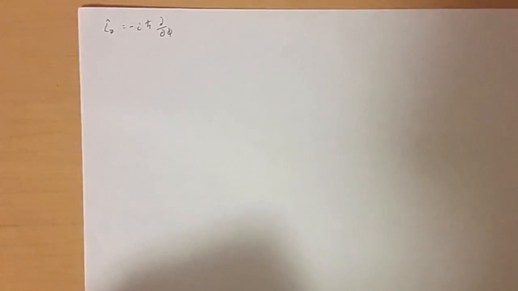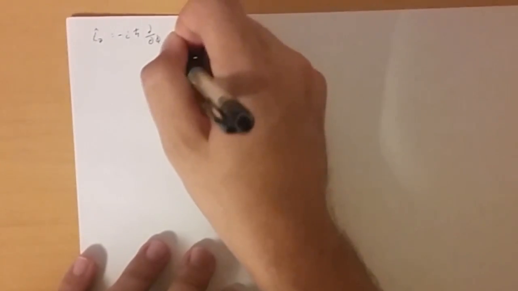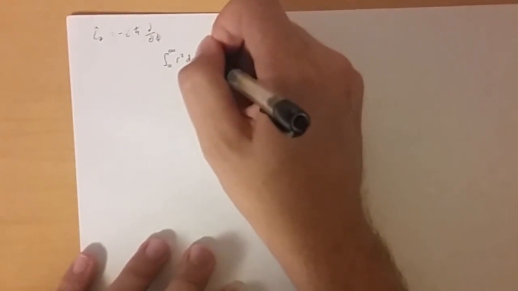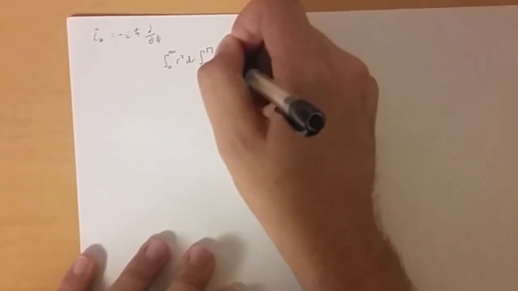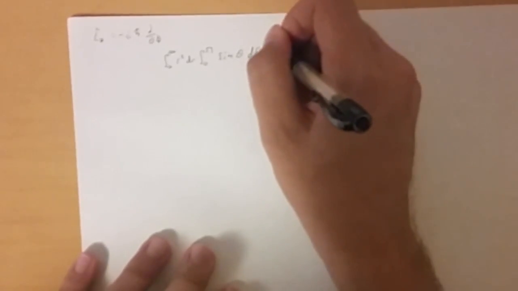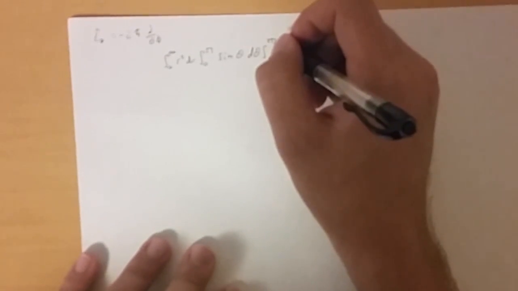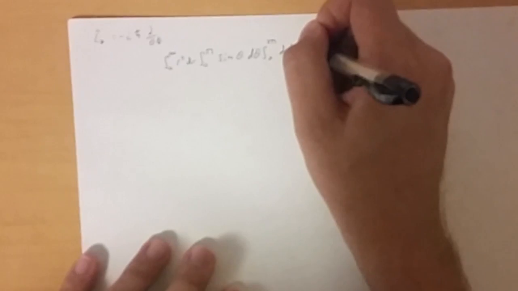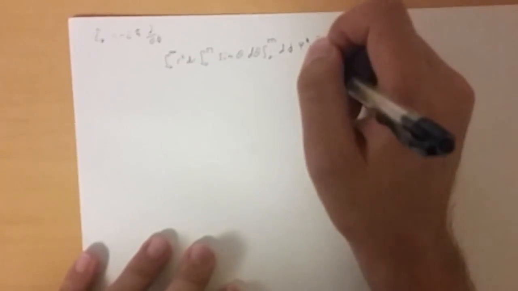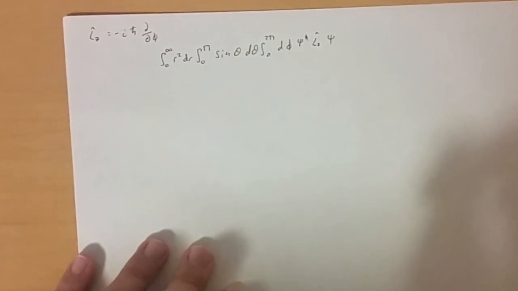Partial derivative with respect to phi. So what we're really looking for is this integral from 0 to infinity of r squared dr, the integral from 0 to pi of sine theta d theta, the integral from 0 to 2 pi of d phi, psi complex conjugate, L hat z psi. Okay, so that's a lot.